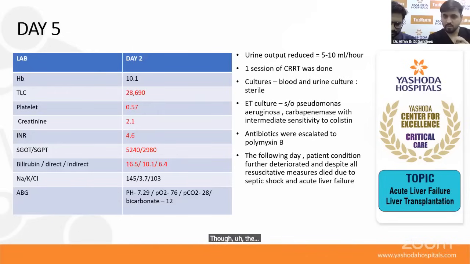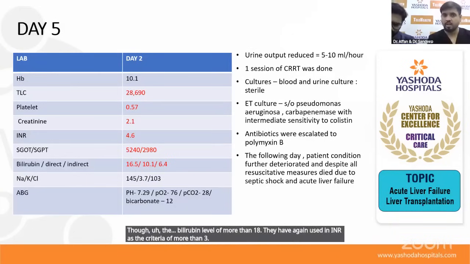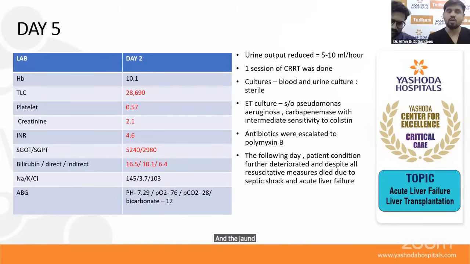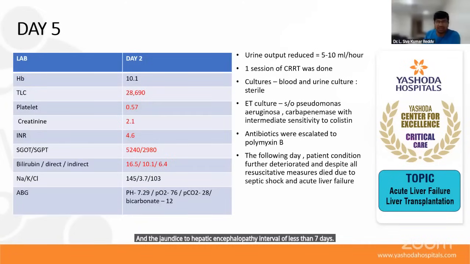The bilirubin level of more than 18. They have again used an INR of more than 3.5, and the jaundice to hepatic encephalopathy interval of less than 7 days. Okay, so these are the criteria for your transplant considerations.